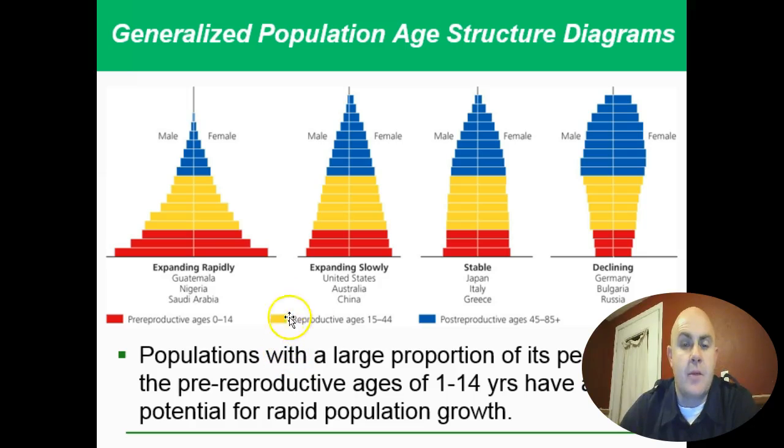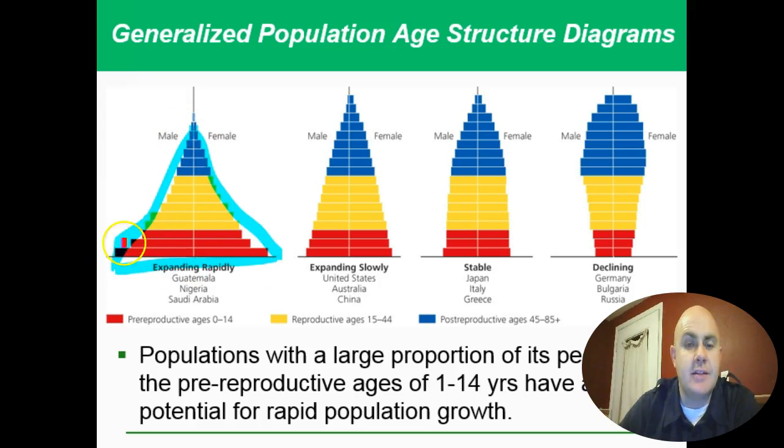When you look at an age structure diagram and you get this true pyramid effect, where we have a lot of pre-reproductive, which is what our red section is here, when you have a lot of that, you have an expanding, rapidly increasing population. So this is an indication that the population in these countries is going to grow quickly. Guatemala, Nigeria, and Saudi Arabia are all examples of this type of thing.